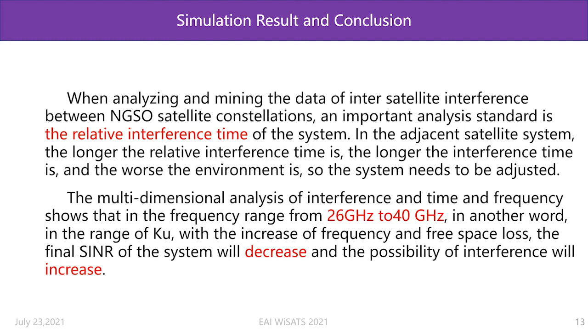The interference of intersatellite links between NGSO large-scale satellite constellation systems is analyzed from multiple dimensions and verified by simulation. Finally, it's proved that there is interference in the intersatellite link between NGSO large-scale satellite constellation systems. And the higher the frequency, the more obvious the interference phenomenon.